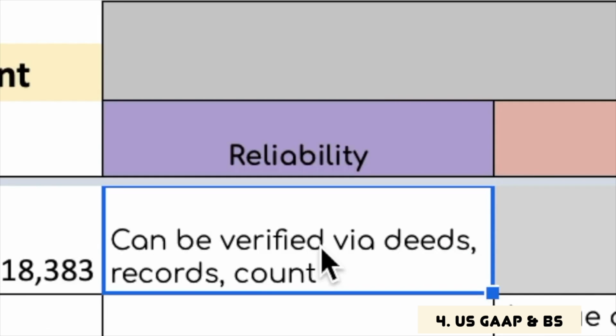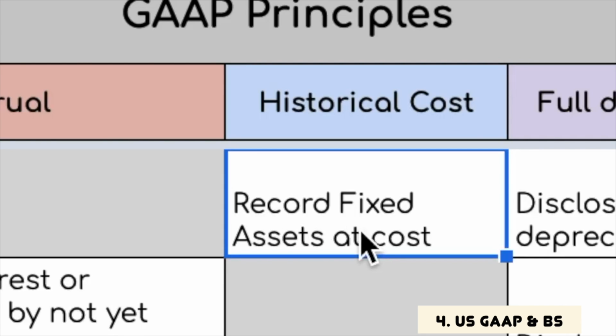And so the reliability GAAP principle here says that I should be able to verify this information via deeds, records, or count. And so if the listing that makes up the $18 million is, for example, a list of equipment on the factory floor, I should be able to ask for a listing. And if I want to, as a third party, I can go out and observe or count the actual equipment that sits on the factory floor. And so this is the reliability of information. The next principle here is historical cost, is that obviously we record the fixed asset at cost, and we need to keep record of these historical costs through vendor invoices and documentation, things like that.